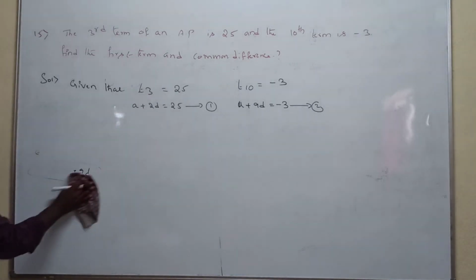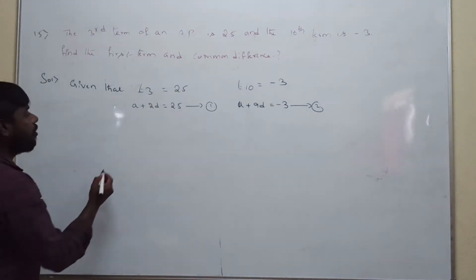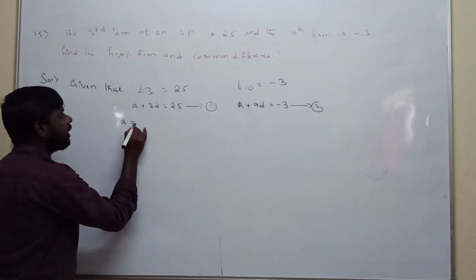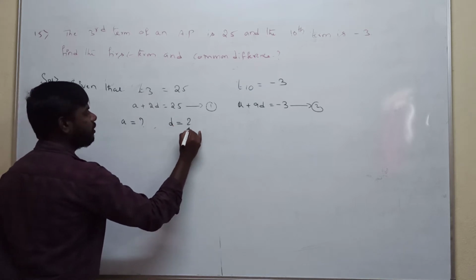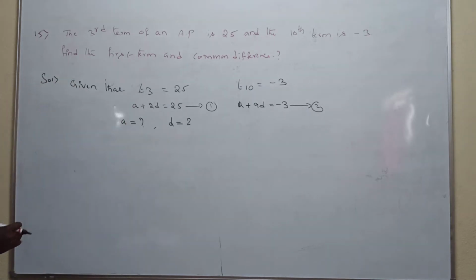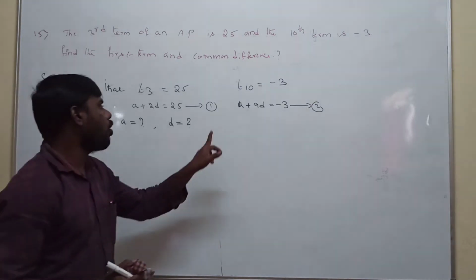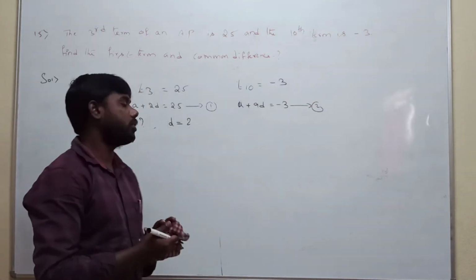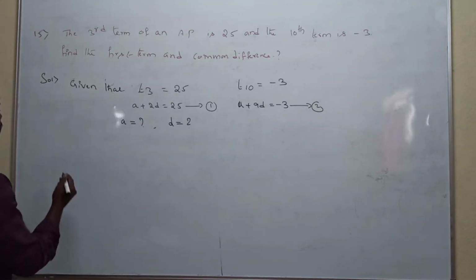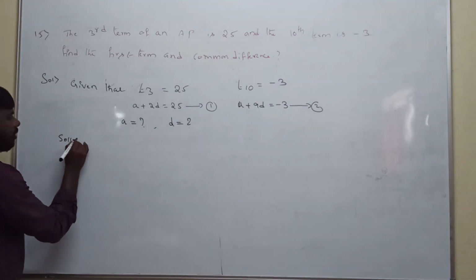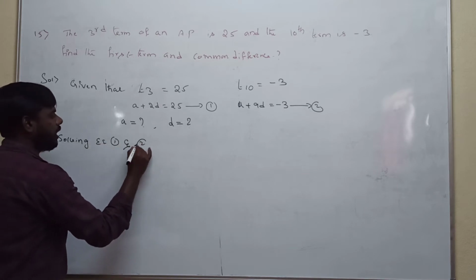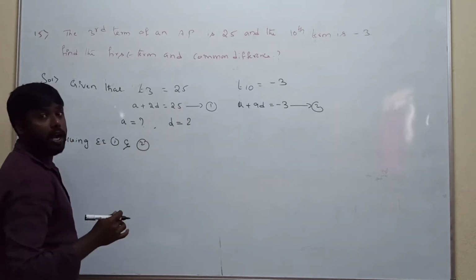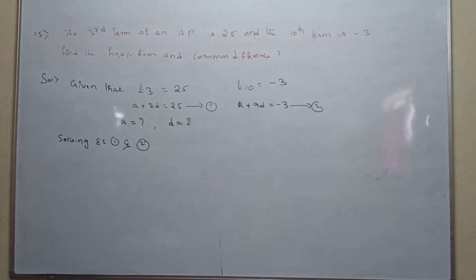Now what do I ask you? Find the first term a and the common difference d. How to find the first term and common difference? By solving equations 1 and 2. Here we are applying the elimination method, which I already explained in the first chapter.